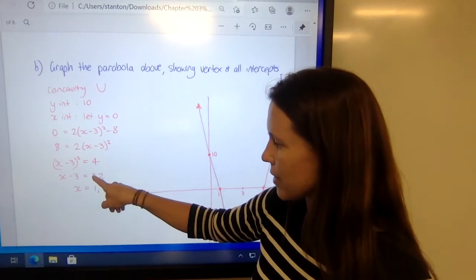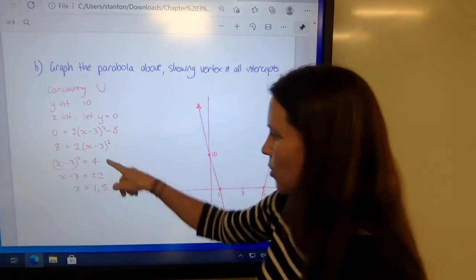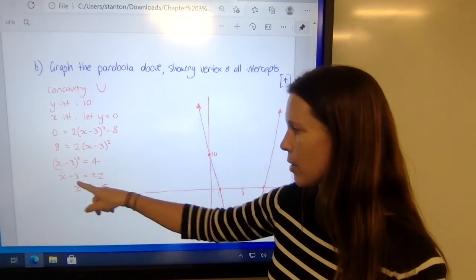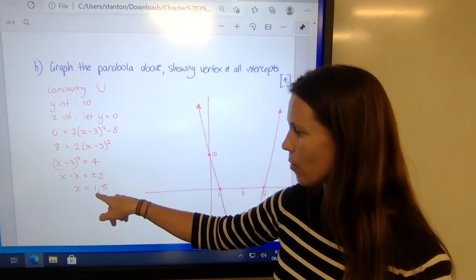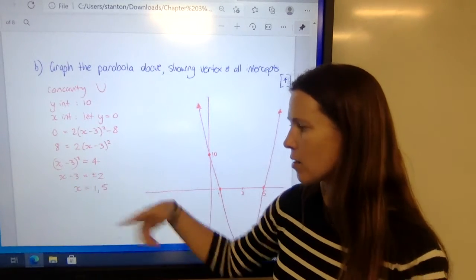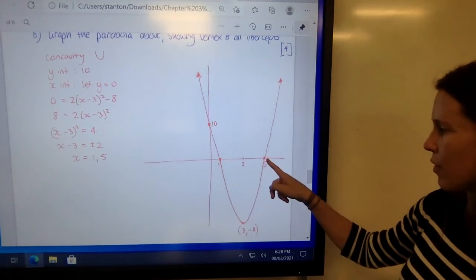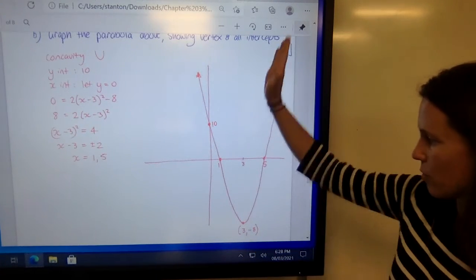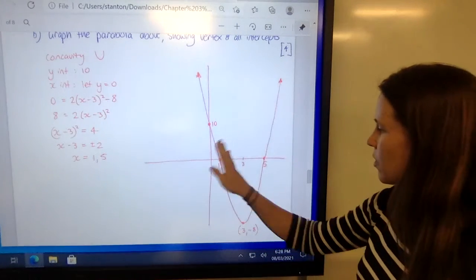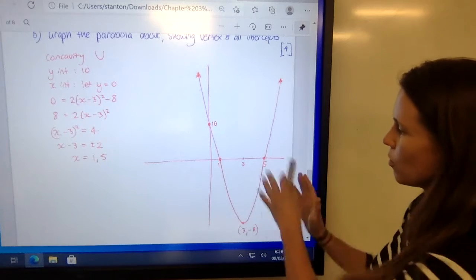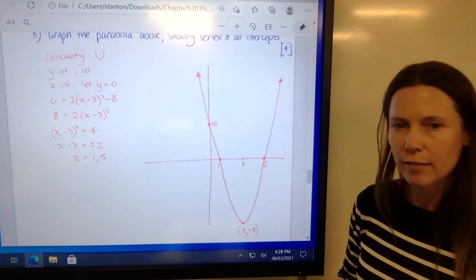Now you've got the plus and minus 2 here when you take the square root of 4. So you need to add 3 to both those numbers. And when you add 3 to the minus 2, you get 1. And when you add 3 to the 2, you get 5. And that makes sense that we've got 1 and 5, because if our axis of symmetry was 3, obviously they need to be an even distance away. So those little sort of double checks just help you make sure that you haven't made a mistake.